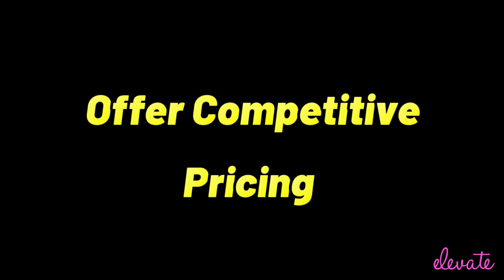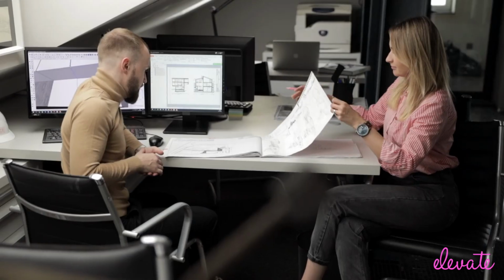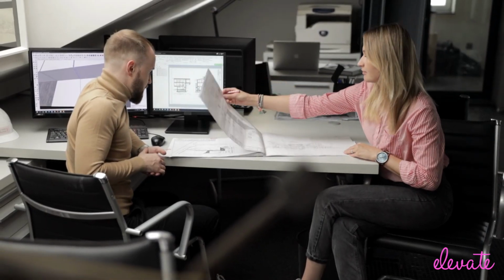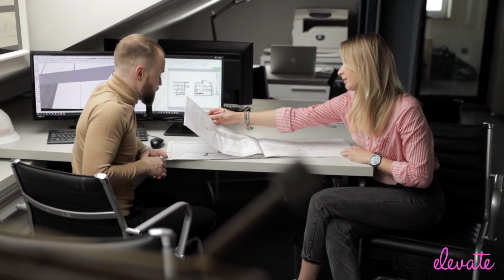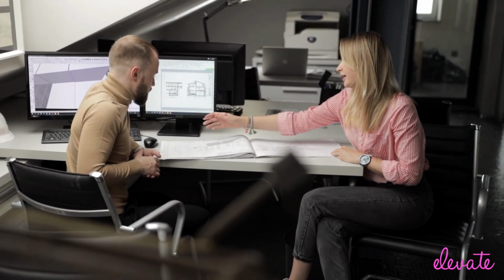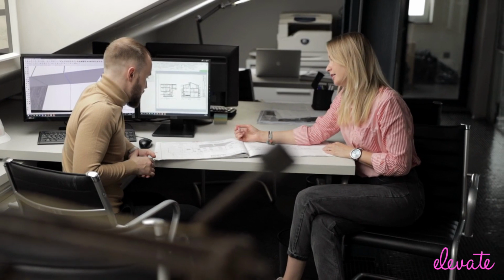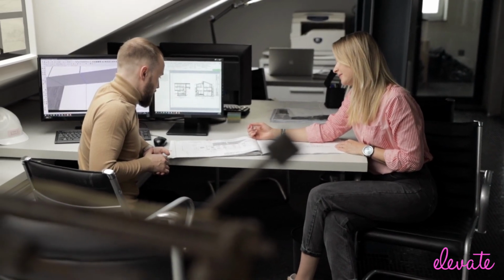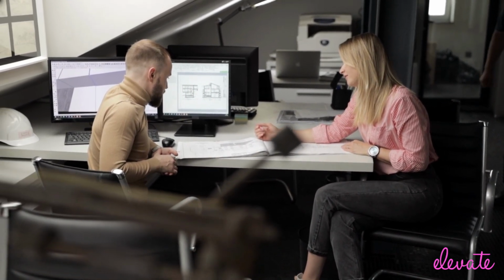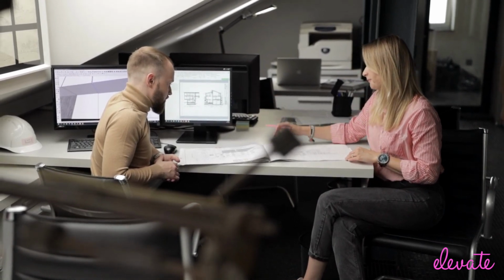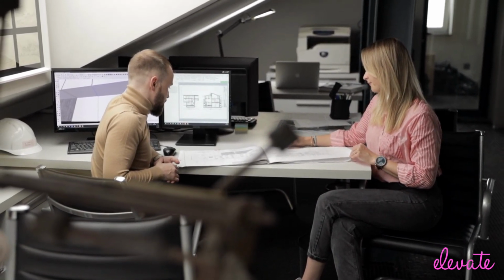Step number 4 is offer competitive pricing. Provide a detailed and competitive pricing structure that aligns with the buyer's budget and expectations. Look at the Excel spreadsheet, see what they're asking you for, and break down costs clearly with transparency, including any additional fees or charges that may apply.